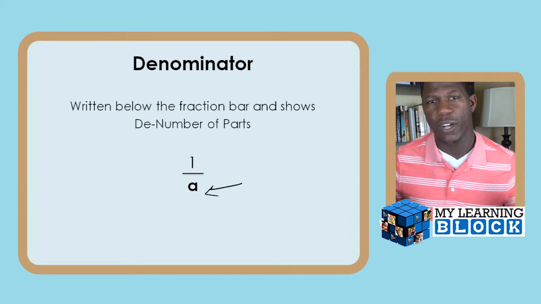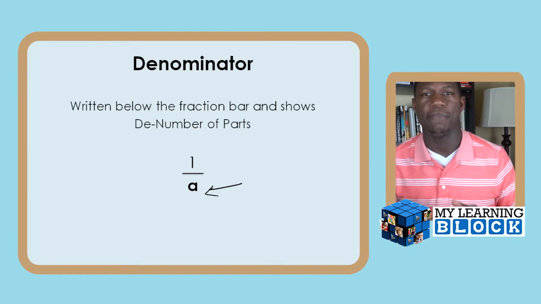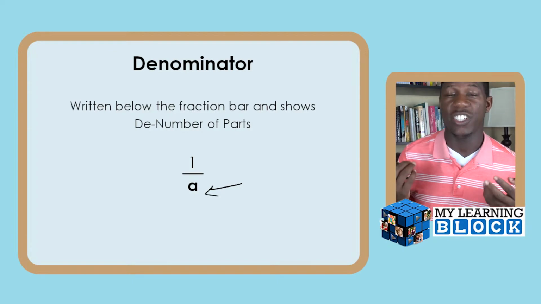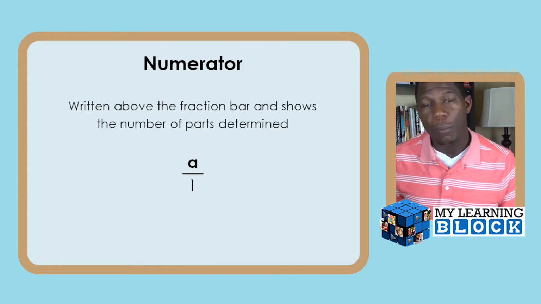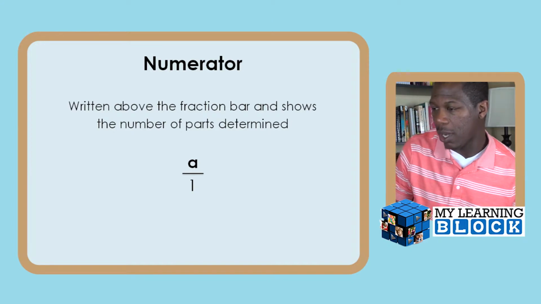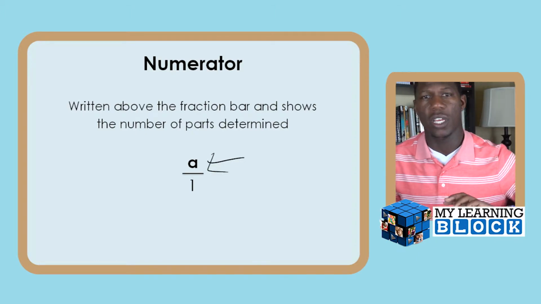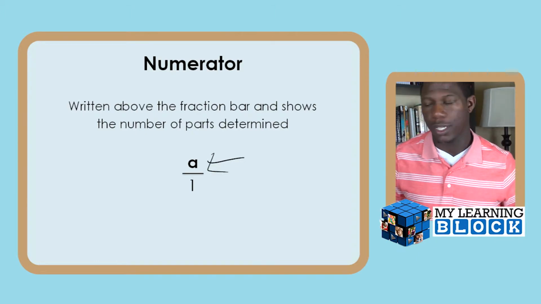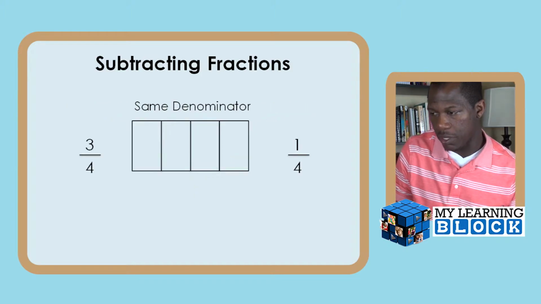Now, this is very important because if the denominator is the same, then the only number that's going to change is the numerator, which is the number written above the fraction bar, and it declares the number of parts determined. So it tells you the number of parts out of the whole, out of the equal group of parts.